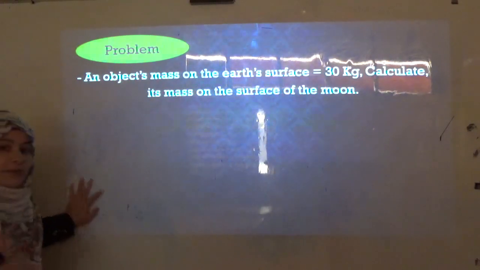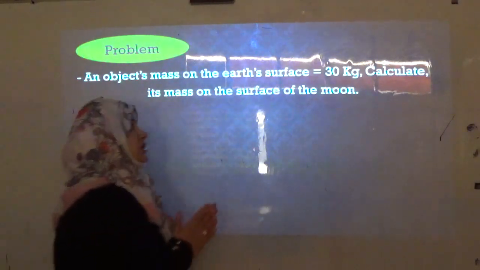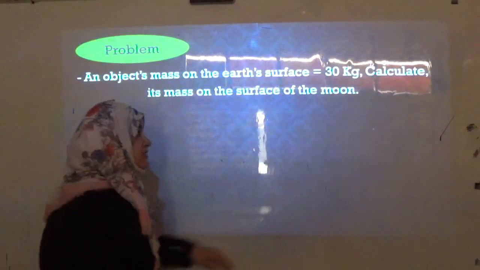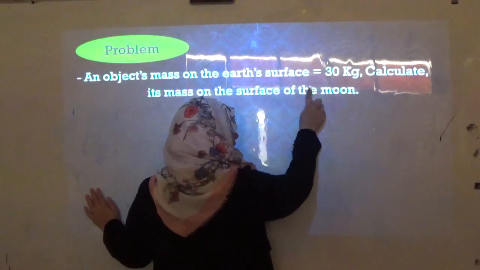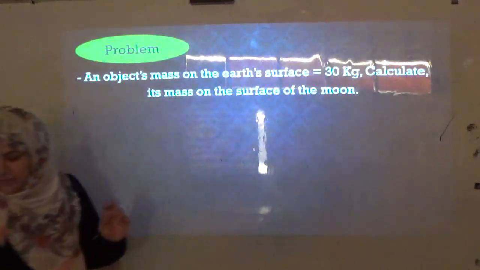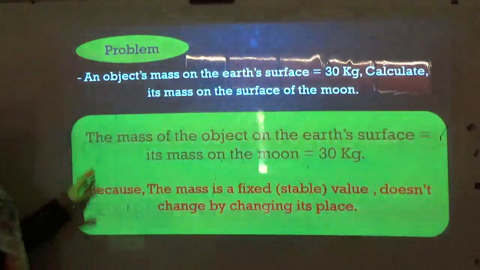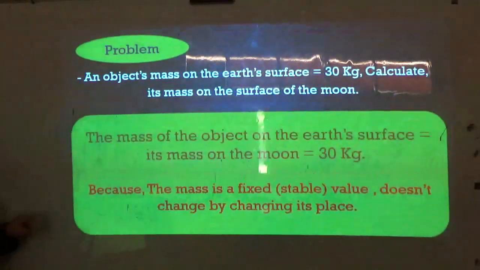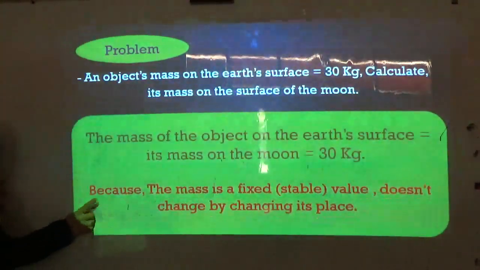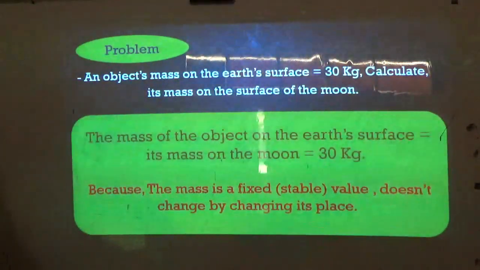Back to the last property that we have explained. We said that the mass of an object doesn't change by changing place. So the mass on the surface of the Earth will be equal to the mass on the moon's surface. On the Earth's surface it is 30 kilograms. On the moon's surface, it doesn't change, so it will be 30 kilograms. And this is the right answer for my question, because the mass is a fixed value or stable value, and doesn't change by changing place.